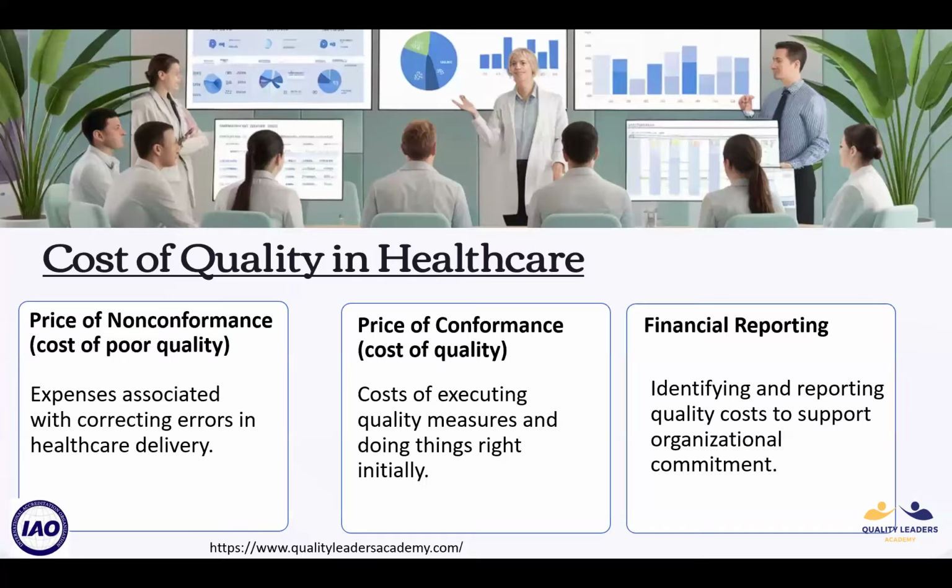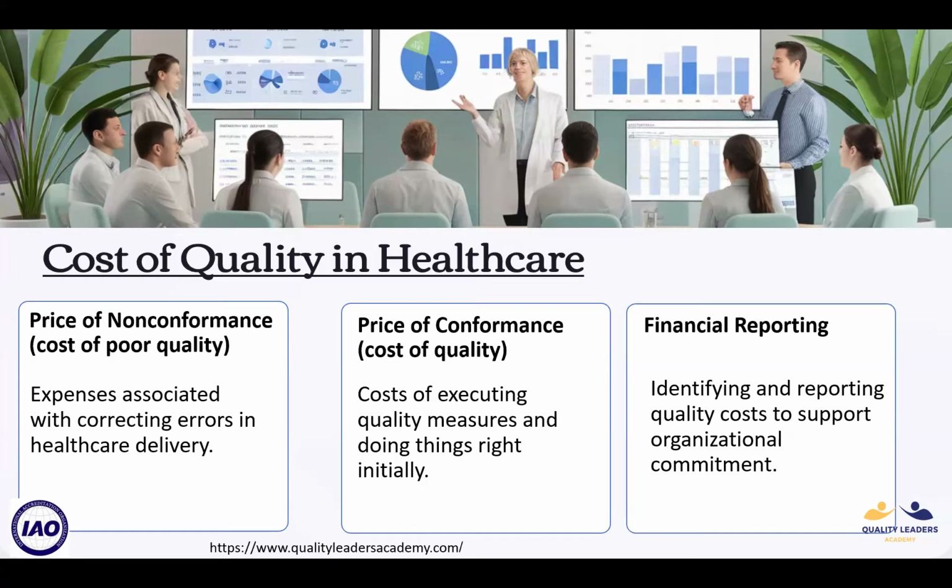Now coming to the price of conformance or the cost of quality. Okay. It represents the cost of executing quality measures and doing things right from the beginning. So these are an investment, in a way, to prevent problems before they happen. For example, training healthcare staff on best practices, conducting regular audits, and implementing safety protocols. All these are part of the cost of conformance or cost of good quality. Okay. Or cost of quality per se.